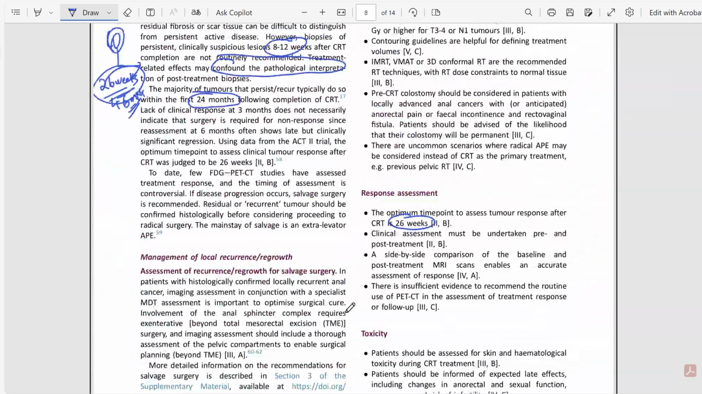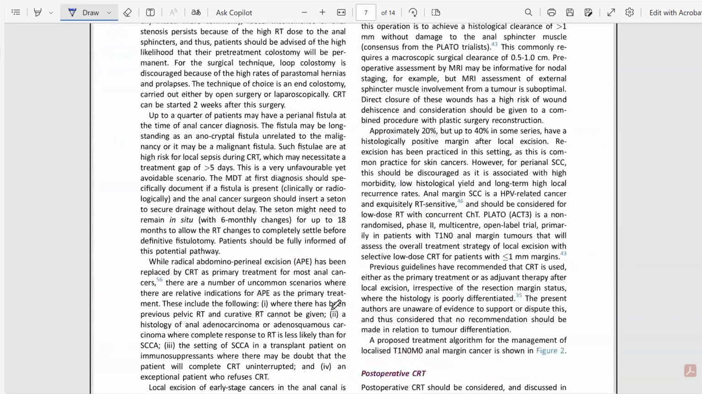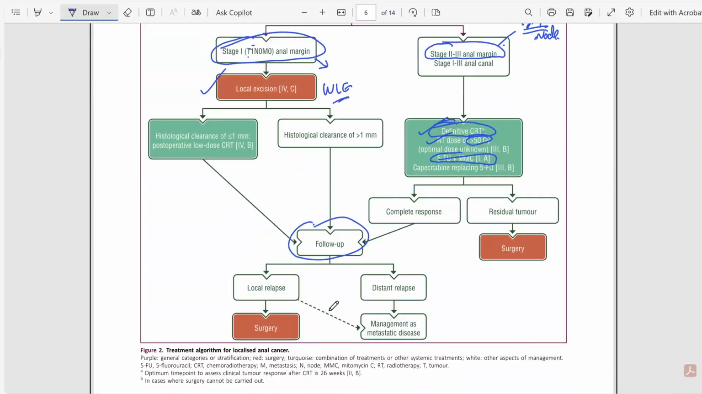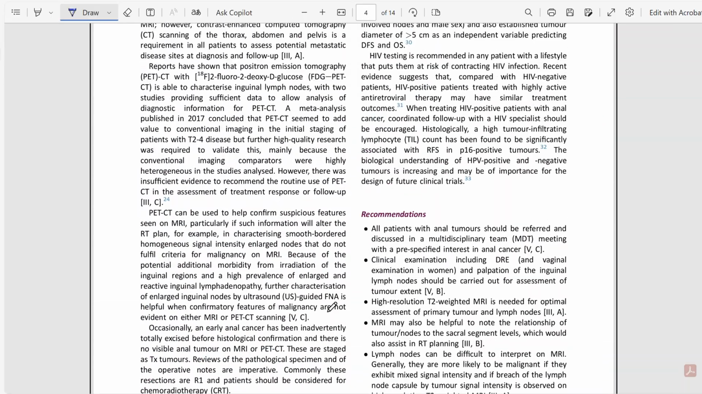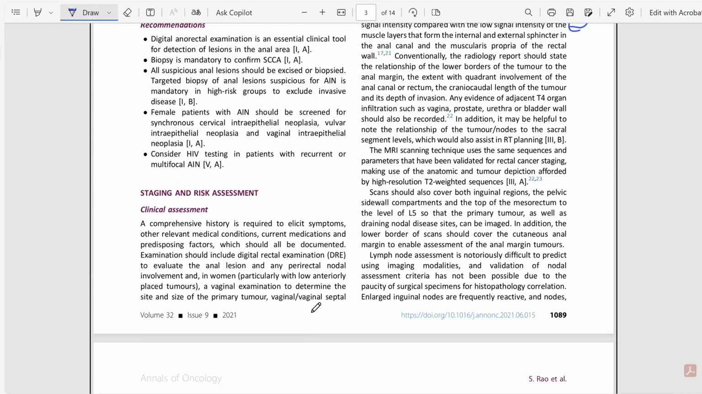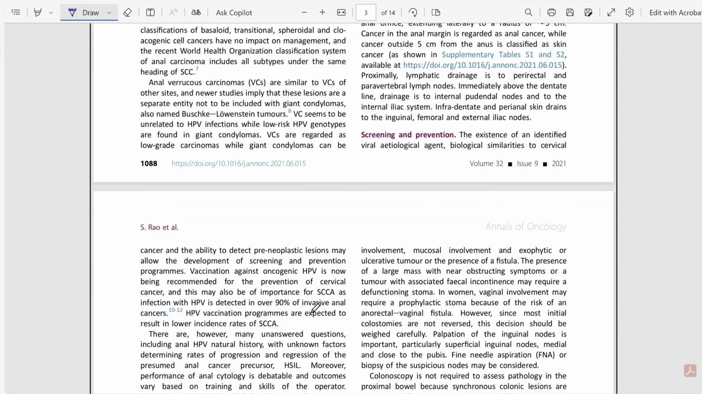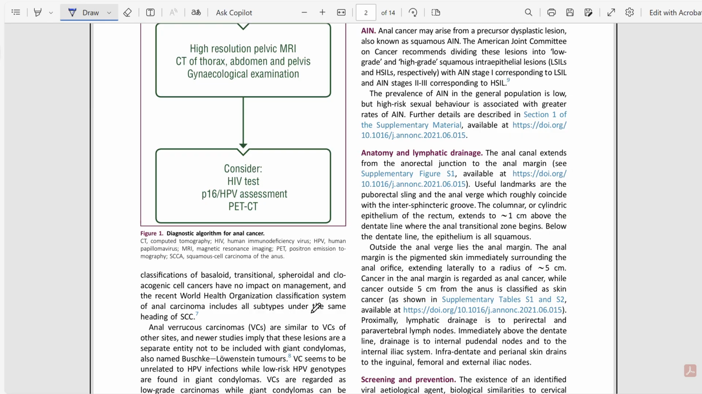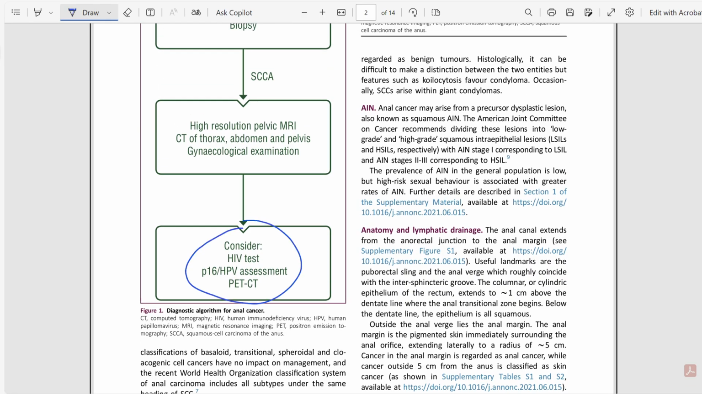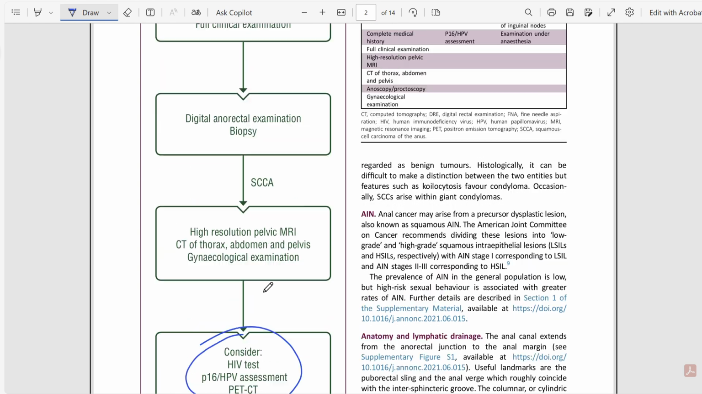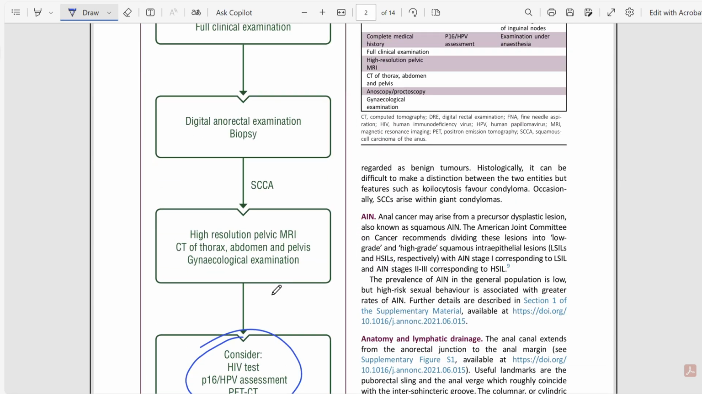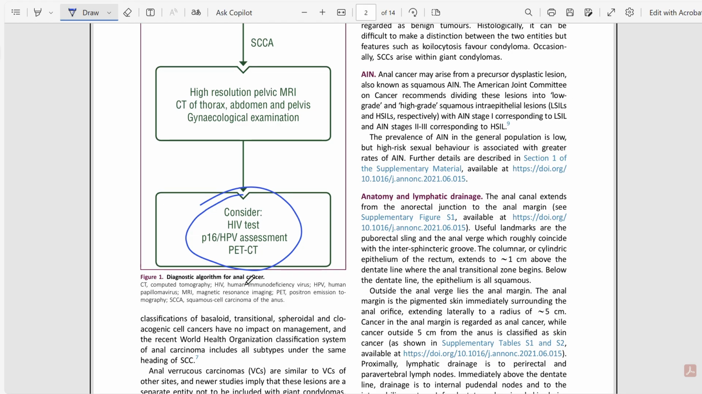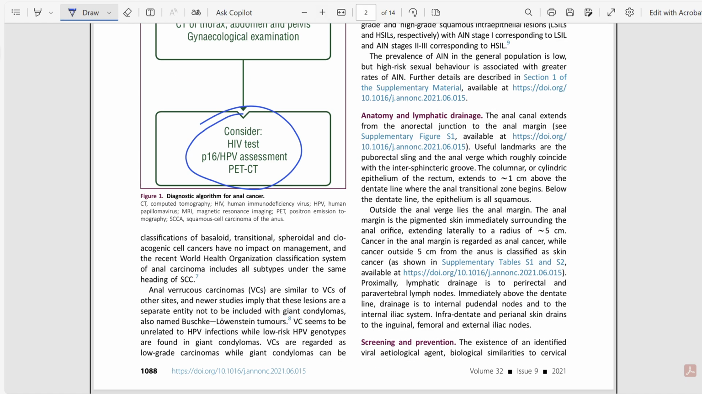Anal cancer is seen a lot in people involved in repeated anal sex, including gay men. In those patients, you could screen them, but the most important thing is to do an HIV test in anyone that has anal cancer, and a p16 assessment for suspicious anal cancer. p16 is a marker of HPV, and check HPV. That covers anal cancer for you.